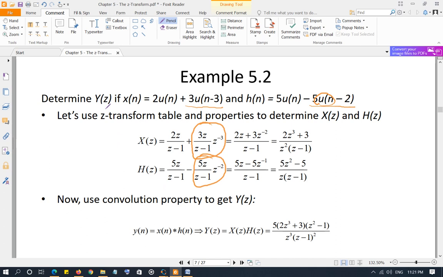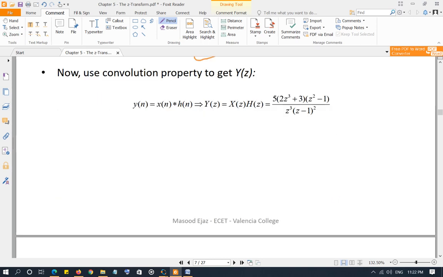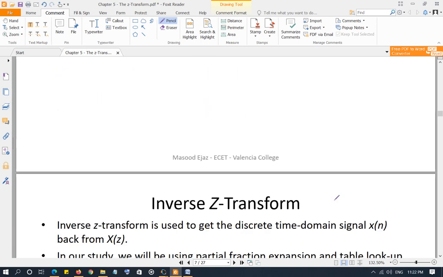And since we have to calculate y of z, and we know that y of n is the convolution between x of n and h of n, y of z is the product of x of z and h of z. We went ahead and multiplied these two together and simplified it a little bit to give you this answer. And we're going to discuss inverse Z transform in the next video.